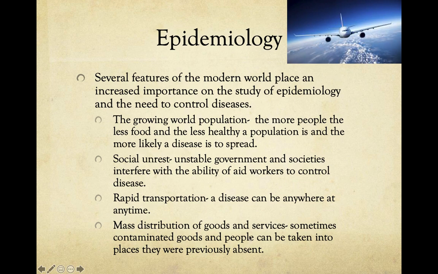And then the mass distribution of goods and services. We would never find a banana in Tennessee in 1750. Nowadays, you can go down to the grocery store and buy one for 20 cents. It's easy to move stuff across the entire world very quickly. And sometimes those people, as well as the goods that they come with, can have stuff on them that we don't intentionally account for. So when those things show up, diseases can come with them.